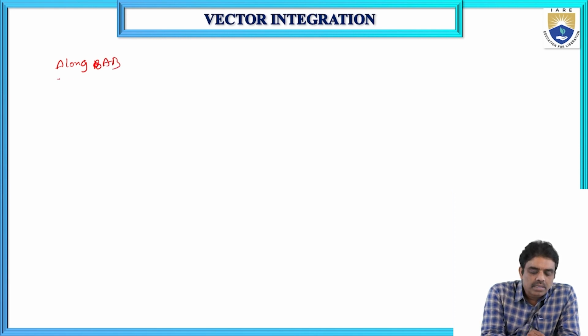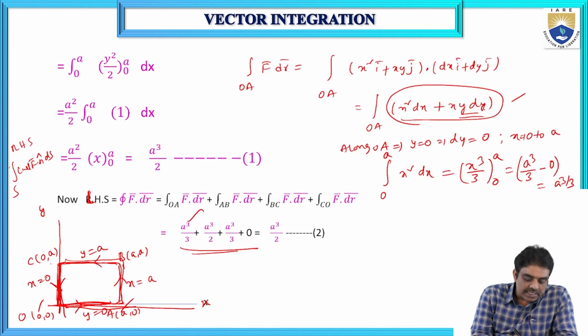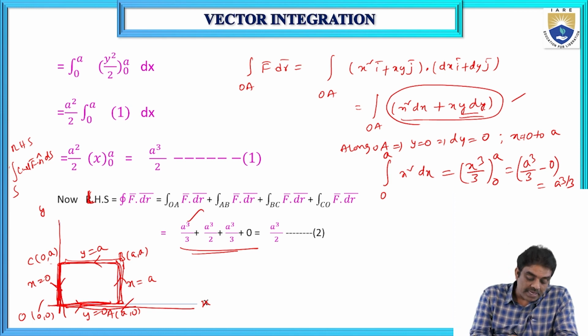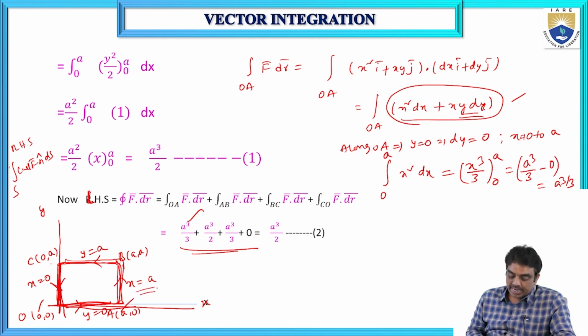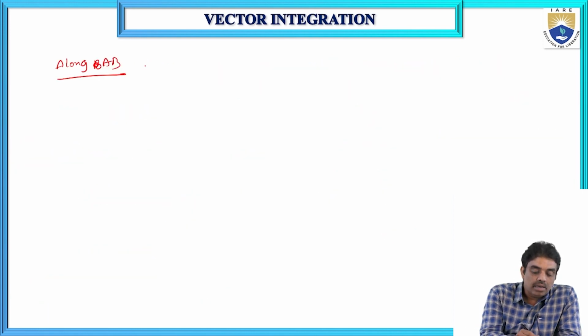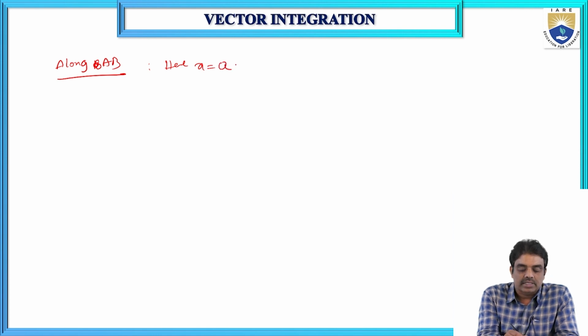What is the equation of AB? Along AB means in this direction. So the equation of AB is x is equal to a. So now I will write along AB. Here the AB equation is x is equal to a.